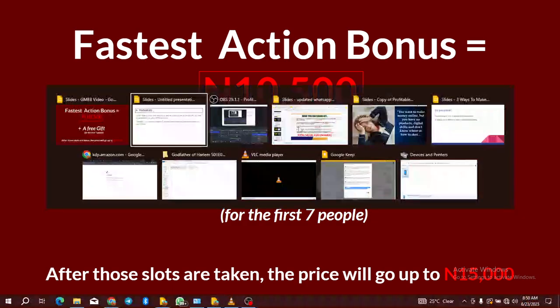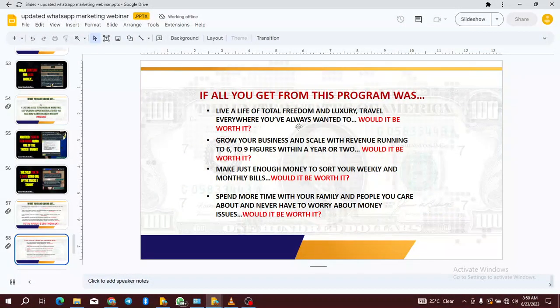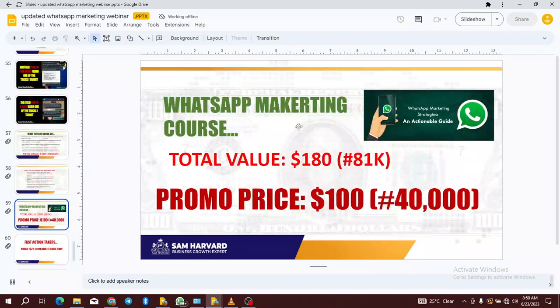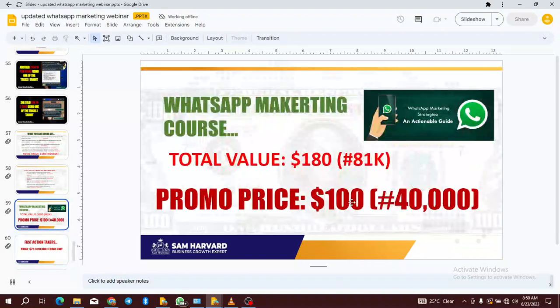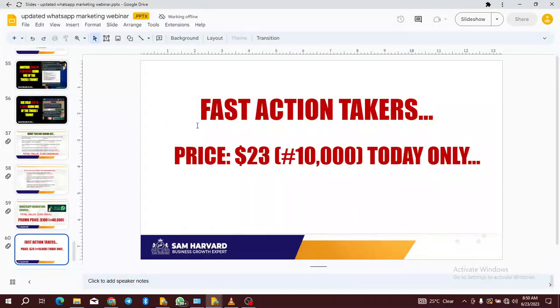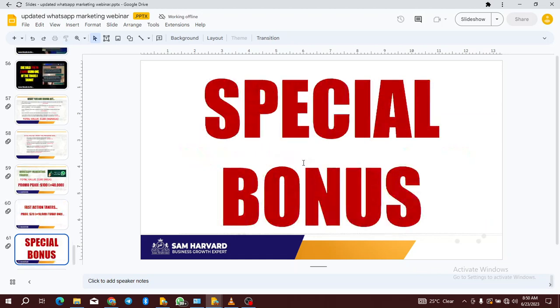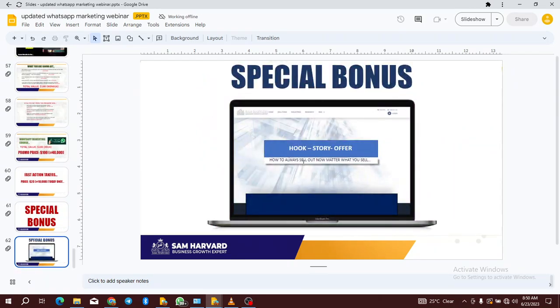So let me see if Sam Harvard also did that on his own slide. Okay, good. So total value, promo price, he's giving a promo here. Here are some results. Now, fast action takers. This is also urgency. Instead of paying 40,000 naira, fast action takers will pay only 10,000 naira today. And then he gave a special bonus. Okay, so I think that's the end of his own slide. He didn't go further than that.